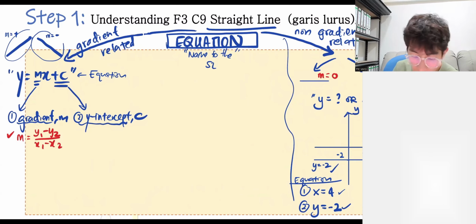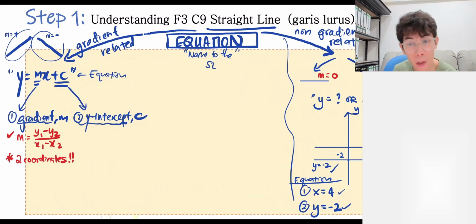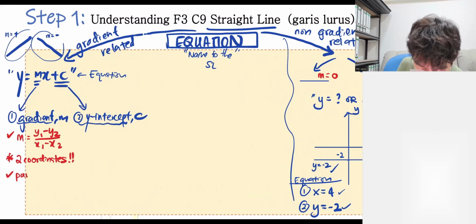Now, the next one. So the first one is done already. Just put it by the side. You need two coordinates, obviously. You need two coordinates to achieve this. Okay, two coordinates. Now, the next one, I will be telling you some very important hints that you need when you are solving gradient, where it's about parallel.